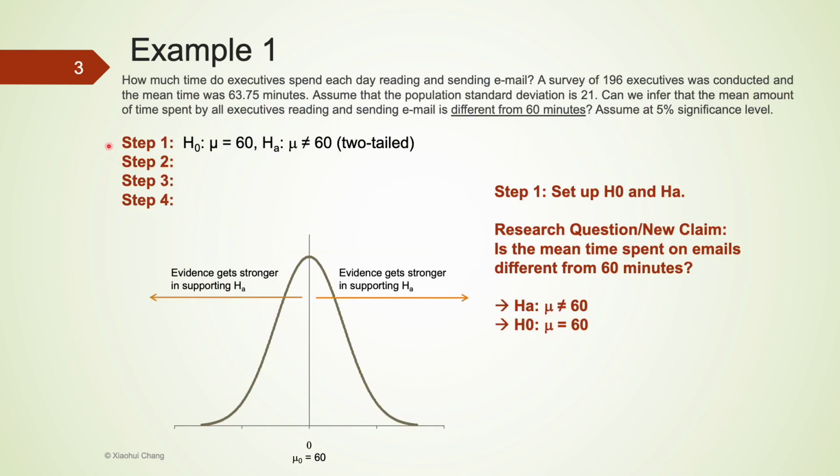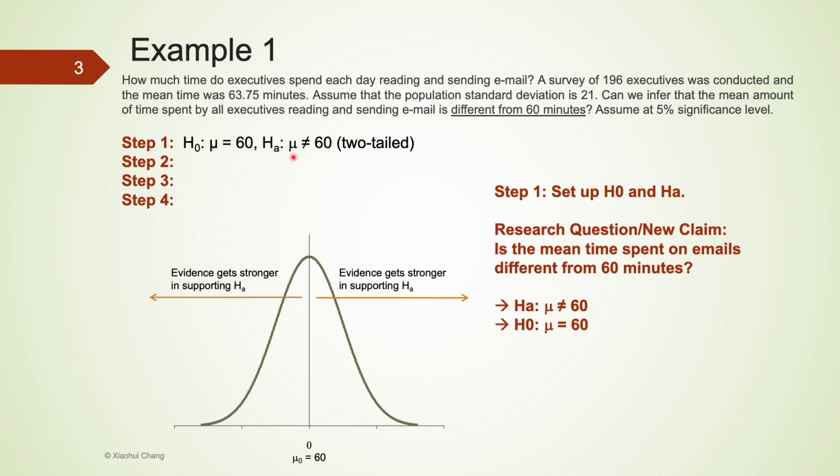The first step involves setting up the null and alternative hypotheses. The research question is to make an inference whether the average spending time is different from 60 minutes. The population parameter is an average, so that is mu. It is typically easier to set up the alternative first. The alternative should be mu not equal to 60. As you can see, it is different from 60 minutes.